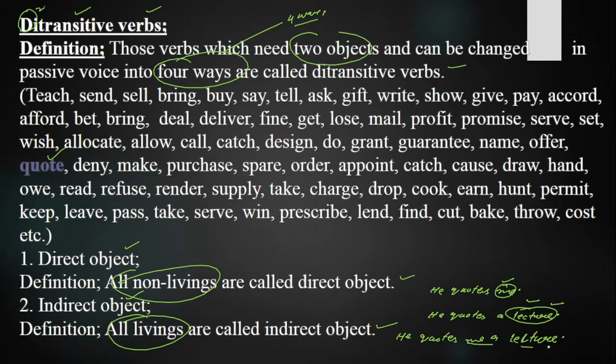Me. What? A lecture. Mostly we bring the indirect object at the beginning and the direct object at the end, but when you want to shuffle the places, keep in mind your indirect object me will be followed by a preposition. Like I say, he quotes a lecture to me. So this is the way to change them in active voice in two ways. You can write them, both are right.